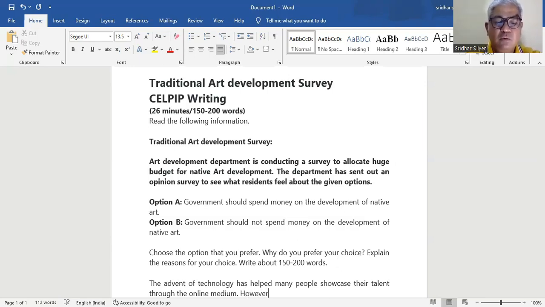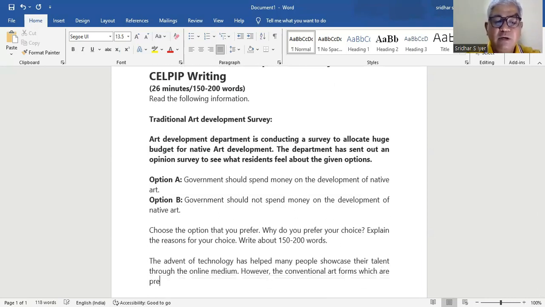However, the traditional or the conventional art forms, which are more prevalent in villages, are not reaching the masses.